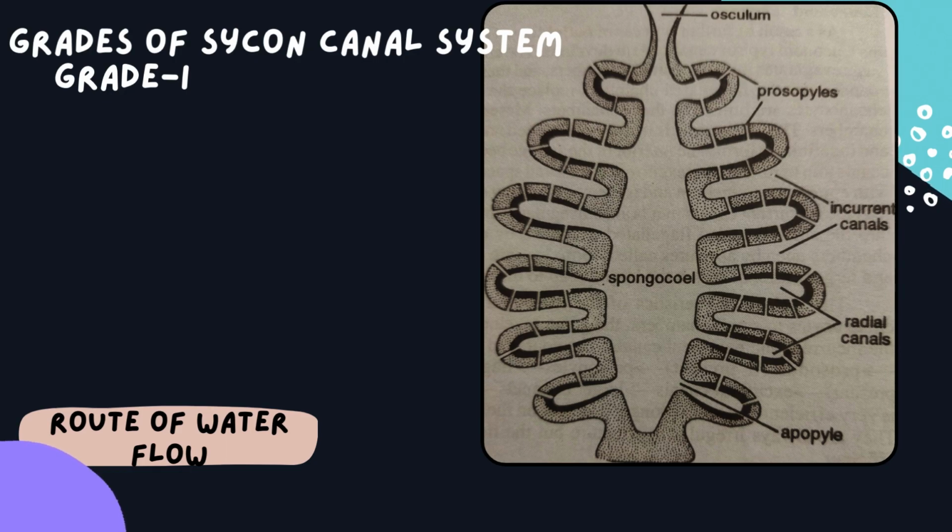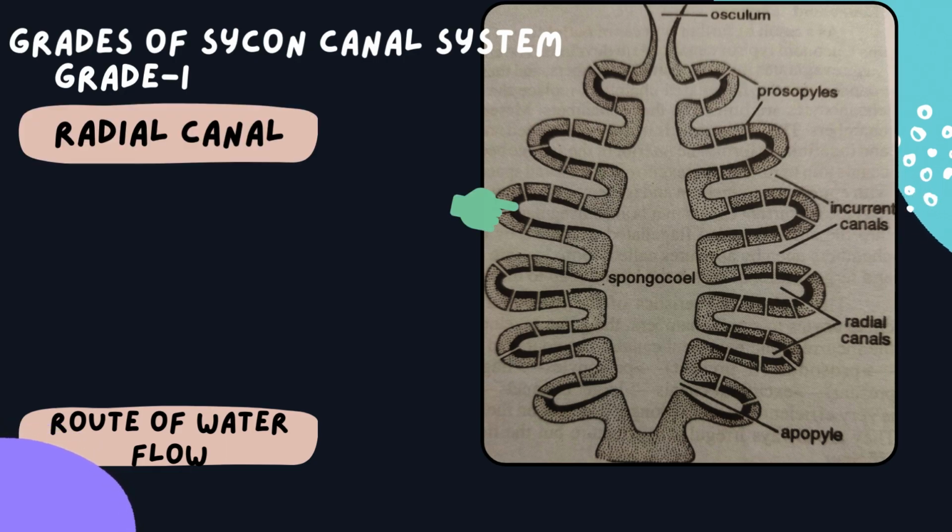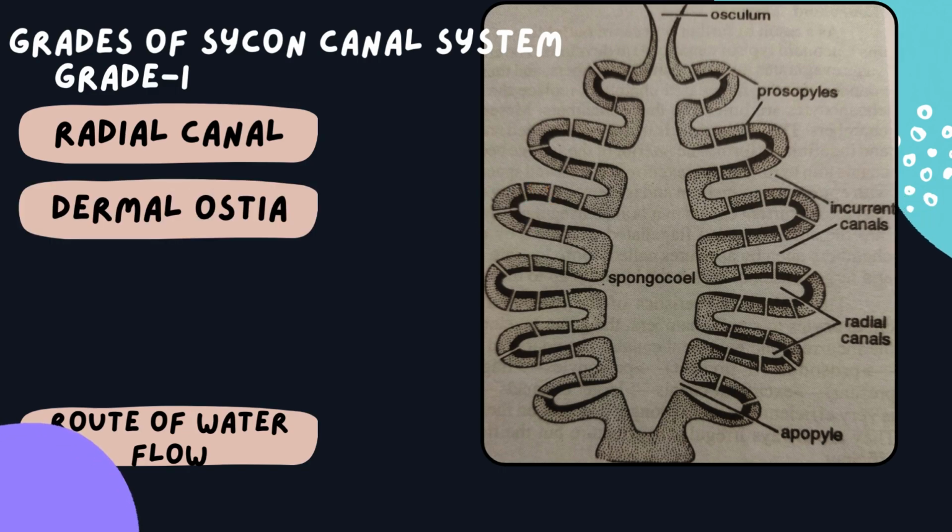Grade 1 is characterized by radial canals formed by evagination of the spongocoel and lined by collar cells. These are completely surrounded by water and are separated by wide spaces called incurrent spaces, which are not externally bounded by a pore membrane. So, organized incurrent canals are absent. Their dermal ostia lead directly into the radial canals. Radial canals open directly into the spongocoel by wide apertures called internal ostia.